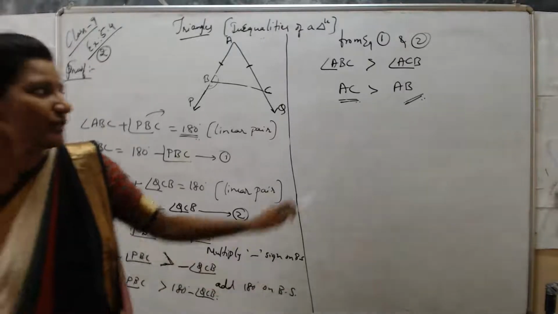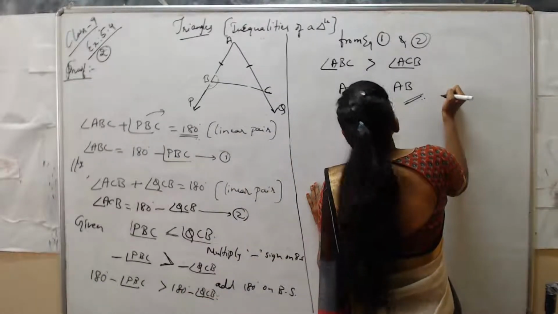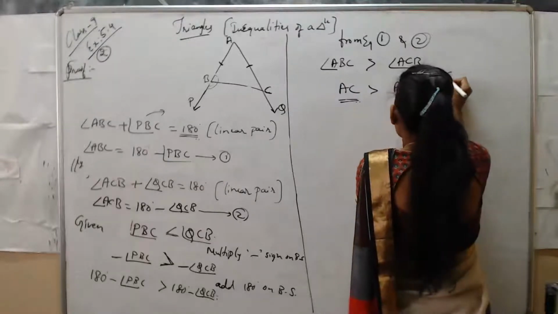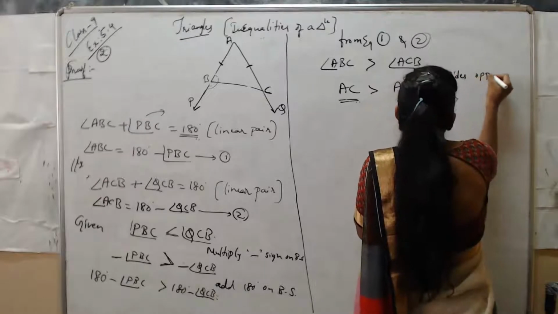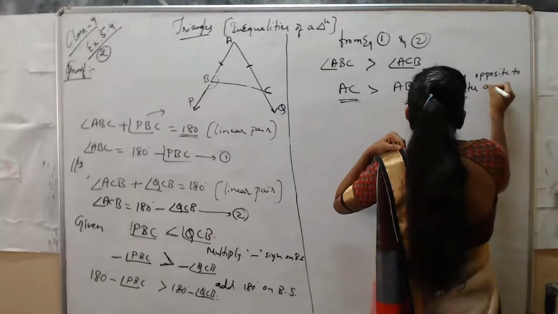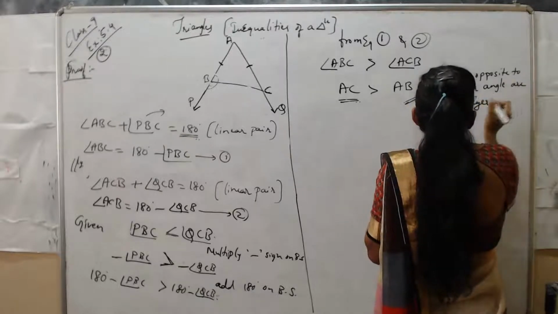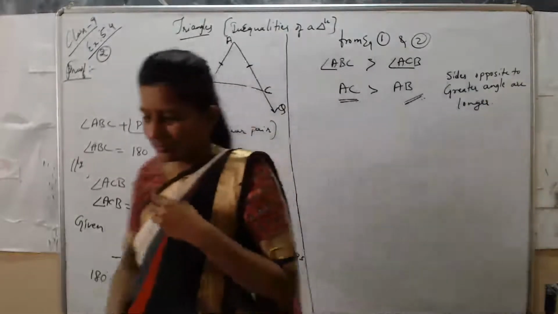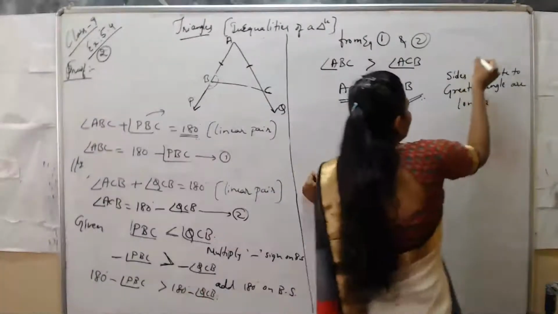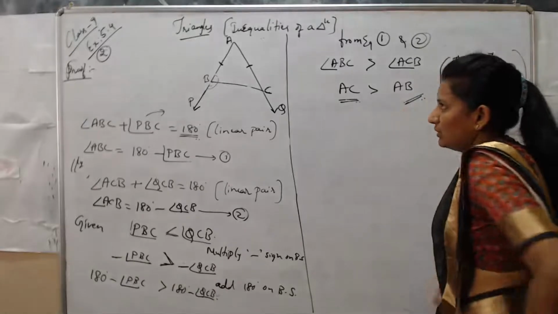Okay. This is also from theorem 5.7. From theorem 5.7, sides opposite to greater angle are longer. Here I am writing C. This is from theorem 5.7. Both are the same. Okay. Next.